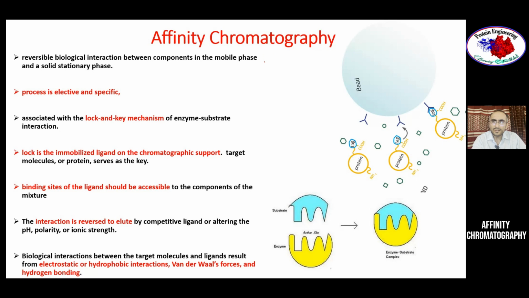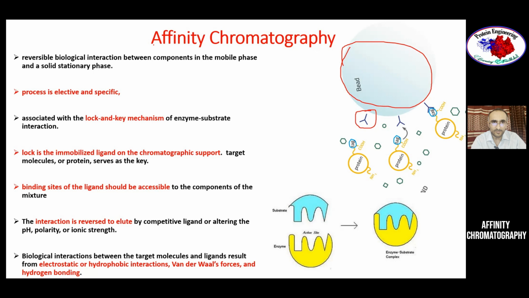Affinity chromatography uses reversible biological interactions between components in the mobile phase and the solid stationary phase. So here you immobilize a ligand on the stationary phase. This is a solid bead which forms part of the stationary phase, and it's called the matrix. On the matrix you immobilize the ligand, and this ligand should have a very strong, specific affinity for a particular analyte. You can use affinity chromatography only when you have a specific ligand available for the particular analyte you want to purify.